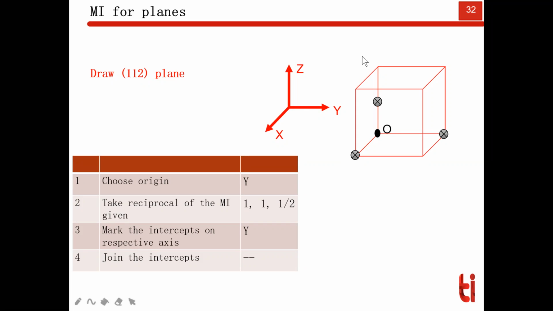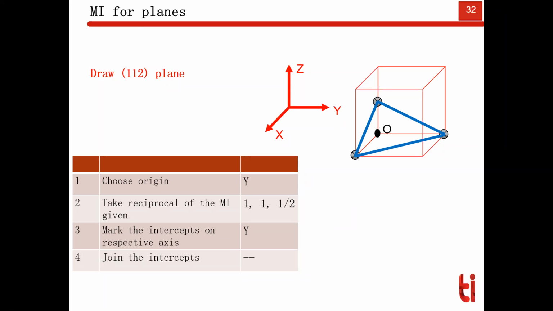You got it? I repeat. The first intercept on the x-axis, I marked at x equal to 1. The second intercept, y equal to 1, I marked at y equal to 1. And the third intercept is z equal to half. I marked all the three. Now, the last step, you have to interconnect all the three intercepts on the respective x, y, and z axes. So we have interconnected them, and your resultant plane is the plane of interest, which is given by Miller index 112.